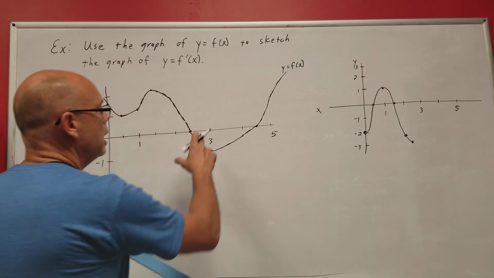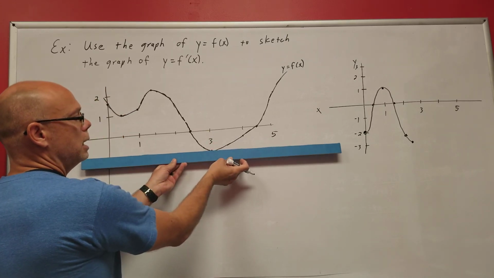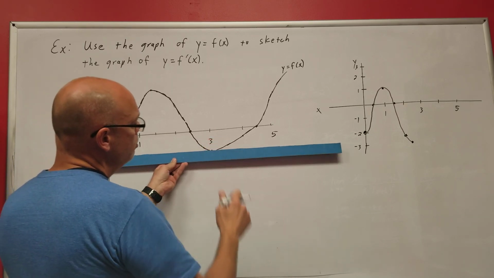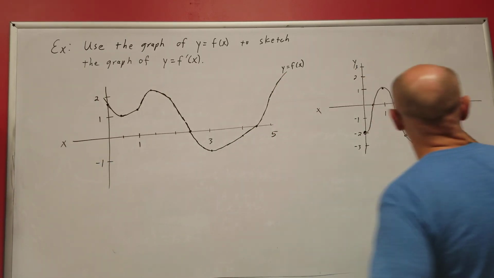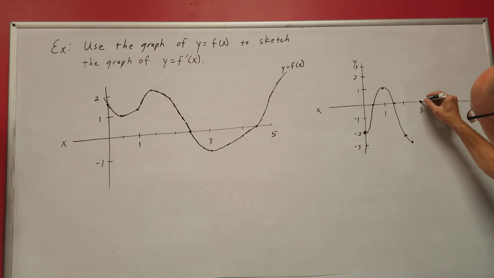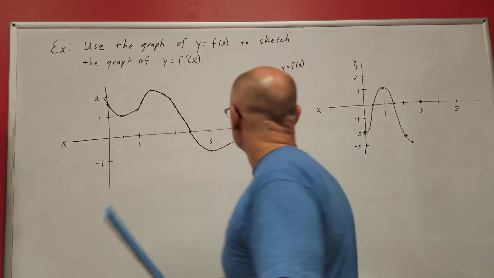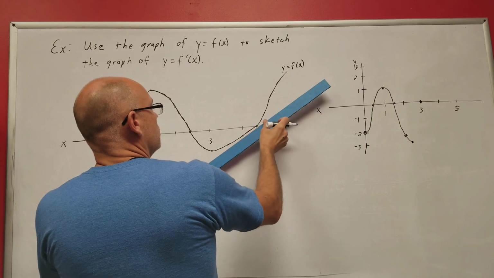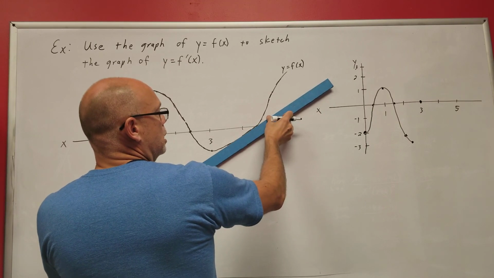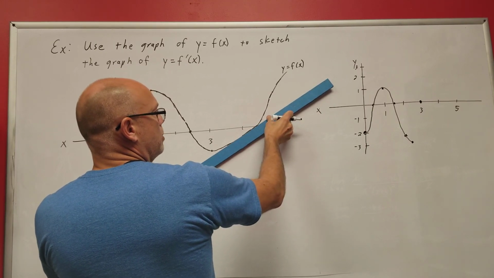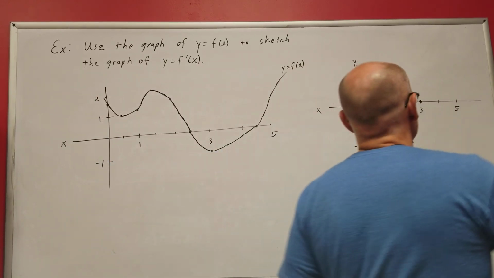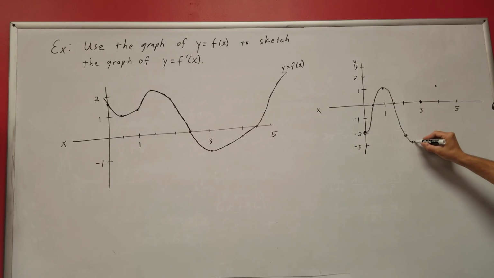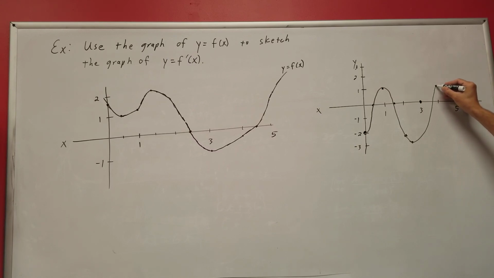All right, what about at 3? What is the slope of my tangent line? It's 0, right? So at 3, my derivative is 0. So I'm going to plot the point 3, 0 here. How about over here at 4? At 4, what's the slope of my tangent line? I don't know, maybe a +1. So at 4, I'm at positive 1, so my graph maybe turns something like this.